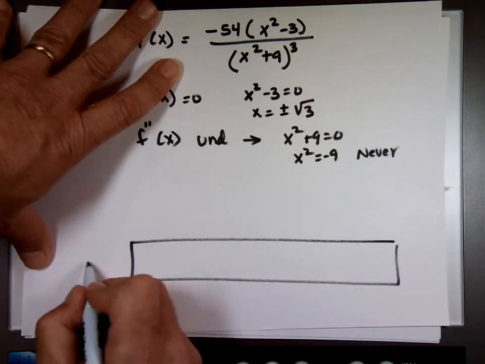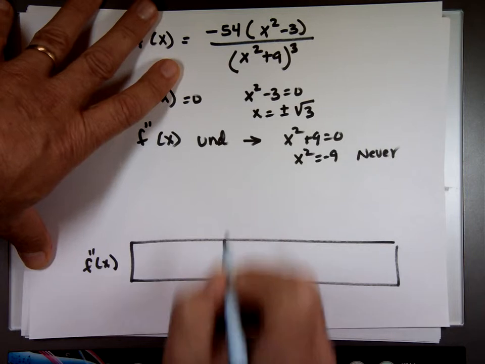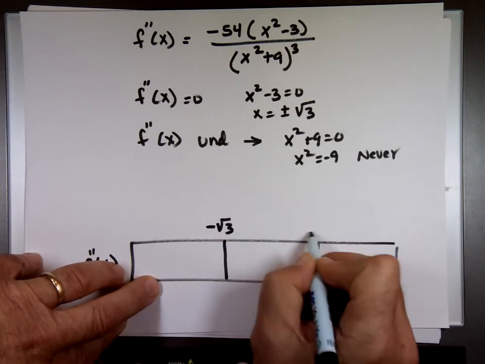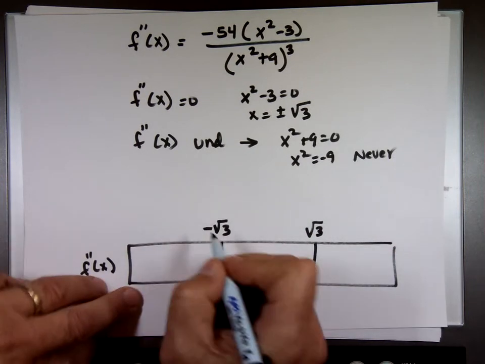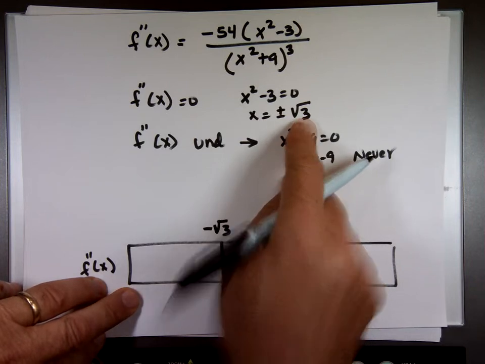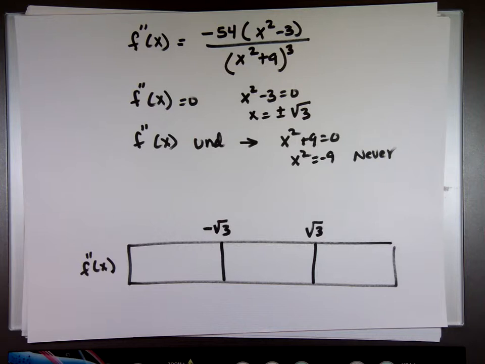Second derivative. The negative square root of 3. Positive is the square root of 3. Two numbers: negative the square root of 3 and positive the square root of 3. These are the critical values for the second derivative.